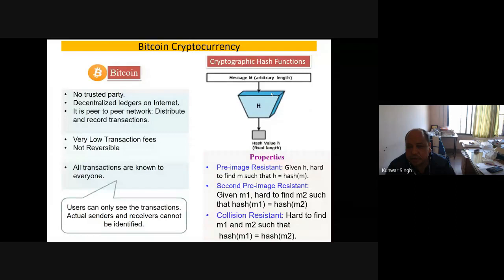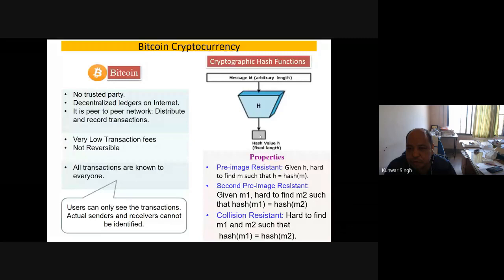In a one to one function, the input size and output size will be the same. So definitely it will be many to one. There will be more than one message which will have the same output. Obviously, in many to one, there will be more than one message with the same output.